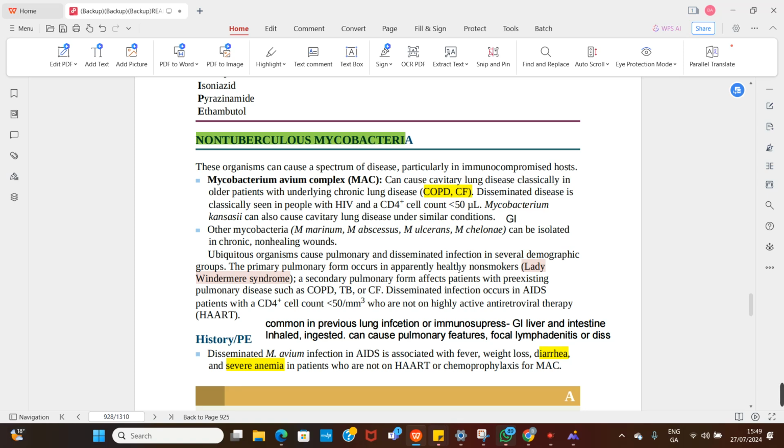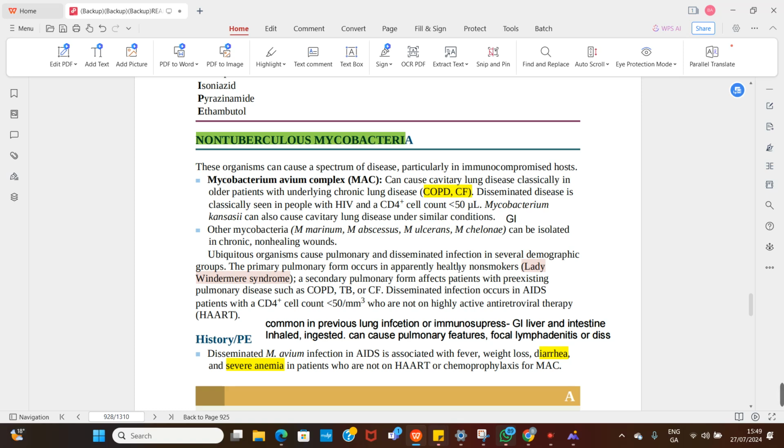You also have Mycobacterium marinum, abscessus, ulcerans. All these ones just cause chronic non-healing wounds. So you see somebody having a non-healing wound or ulcer, think about Mycobacterium ulcerans. That's really ulcer. It's commonly tested. All these chronic abscesses, yeah, maybe, but don't forget Mycobacterium ulcerans.